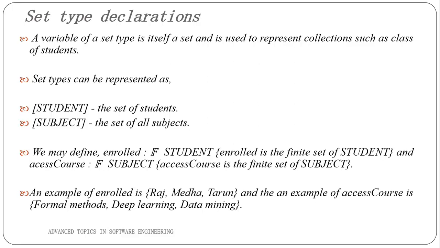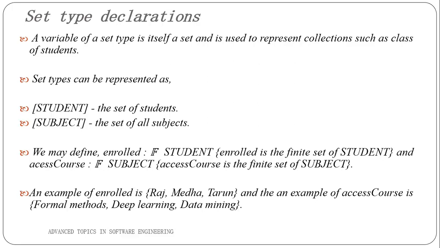Set types can be represented as, for example, here is Student. Student is basically the set of all the students. Subject is another set type that represents the set of all subjects. Further, we may define enrolled followed by F and Student. What it represents is that enrolled is a finite set of set type Student. Here capital F represents finite.